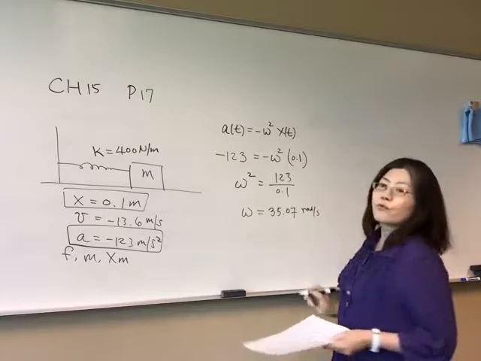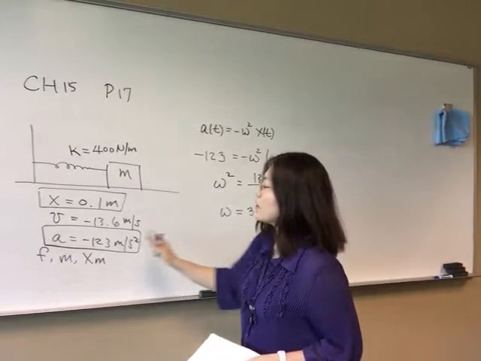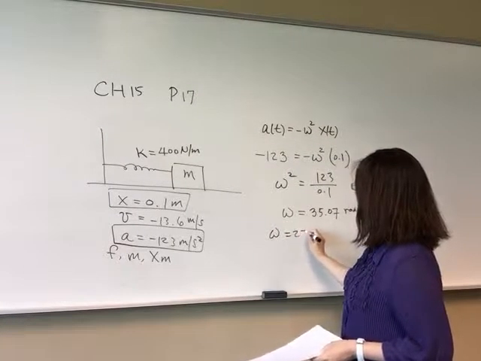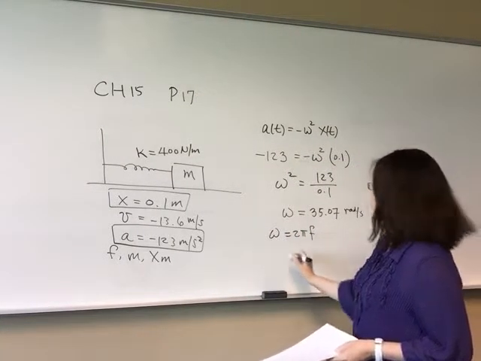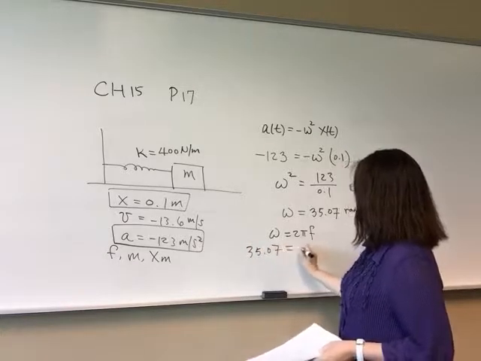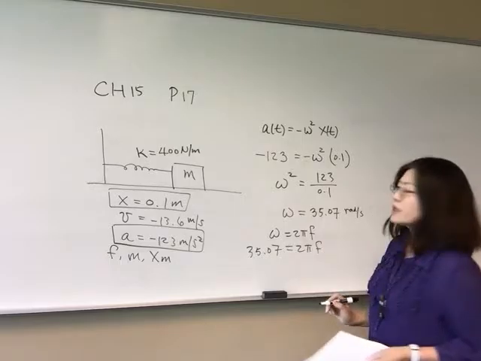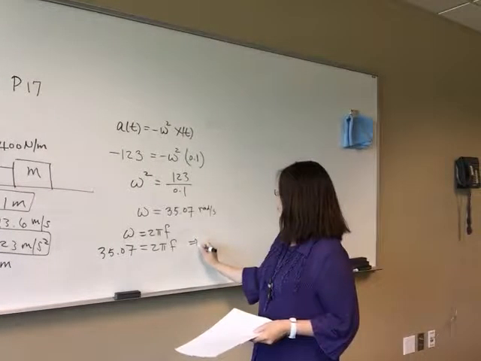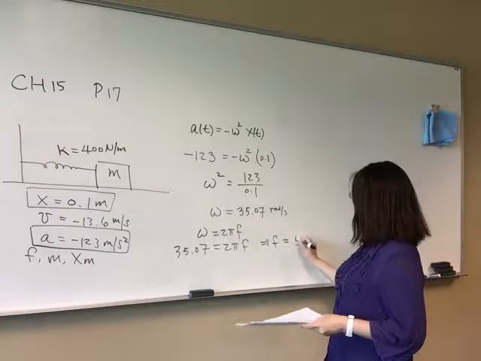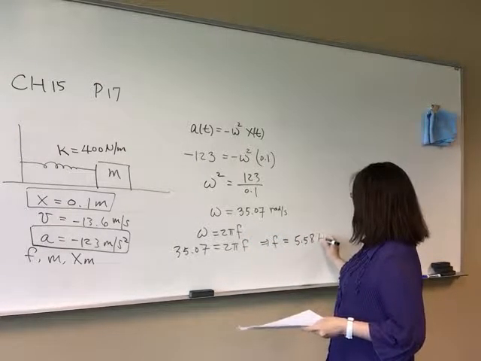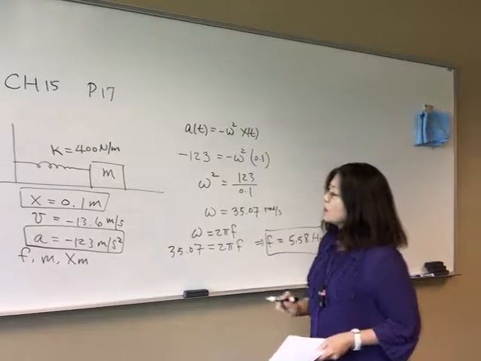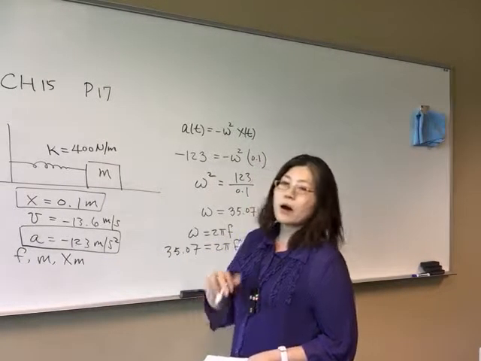Once you have your angular frequency, it becomes easy to calculate your frequency, because angular frequency and frequency are related by this. On the left-hand side, you have this value, and on the right-hand side is the quantity you're asked to find. After you punch it into the calculator, your frequency is equal to 5.58, and that's in hertz.